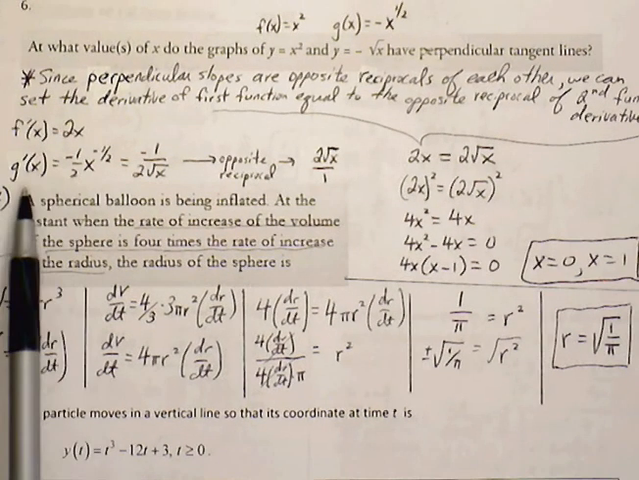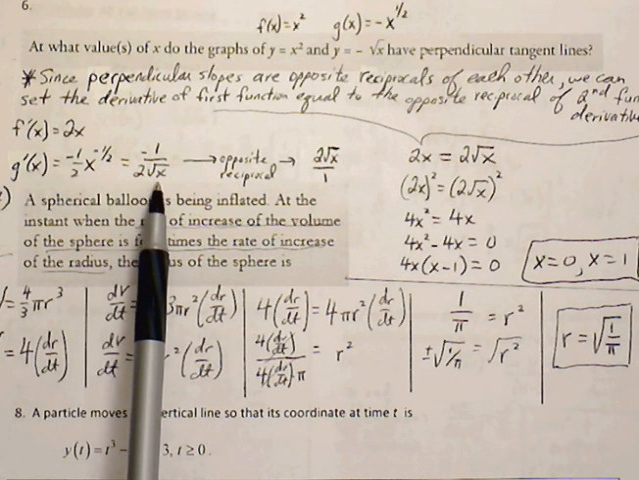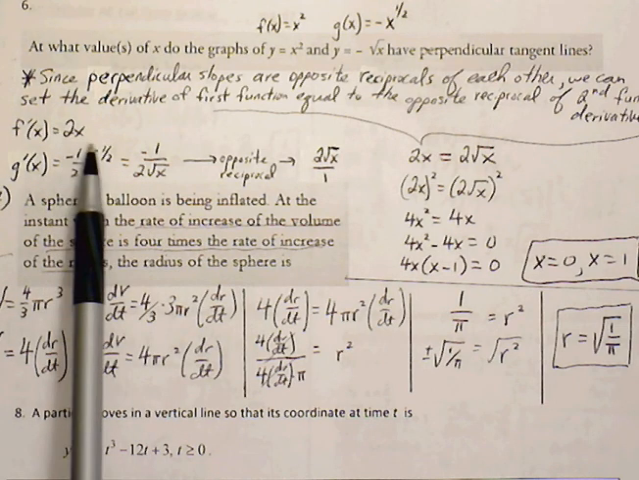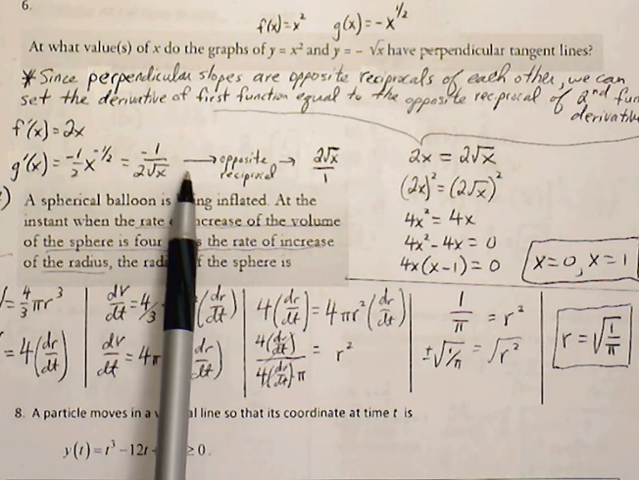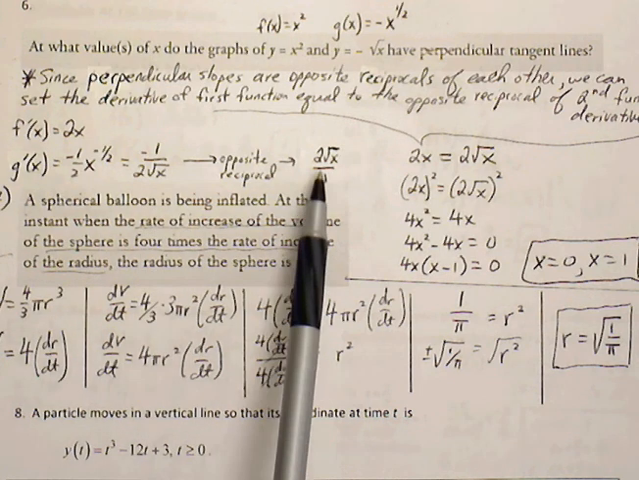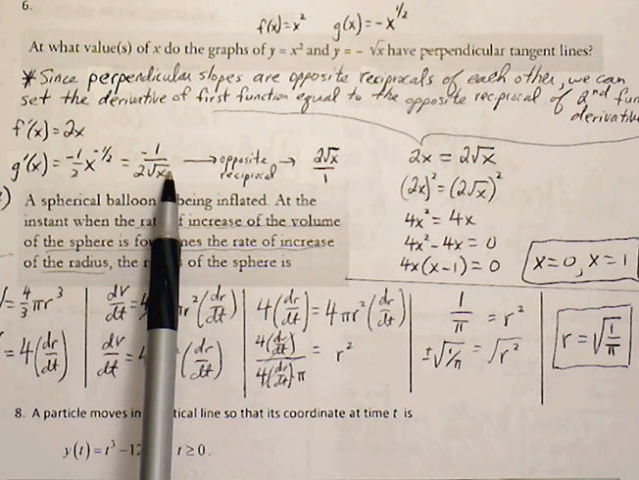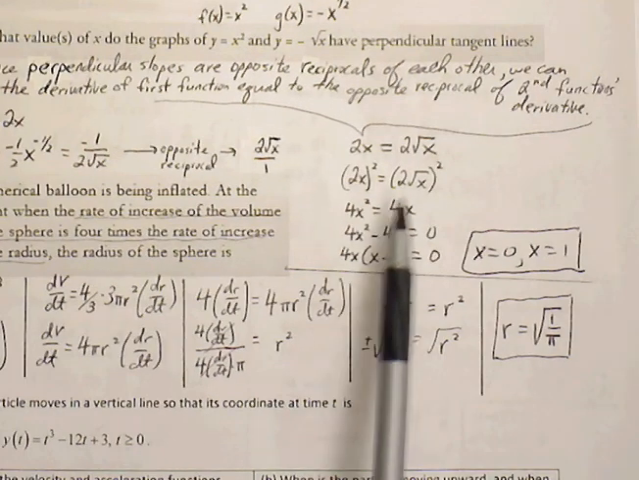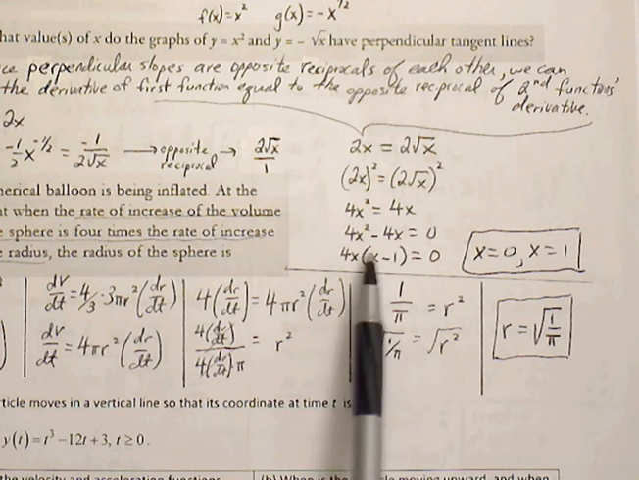F prime is simply 2x. G prime, going through power rule, is negative 1/2 x to the negative 1/2, which is negative 1 over 2 root x. Okay, so we're going to set the derivative of one equal to the negative reciprocal of the other. The opposite reciprocal for g prime is 2 root x over 1. I just chose arbitrarily to take the opposite reciprocal of the second function. We set 2x equal to 2 root x, square both sides, bring everything over to one side, factor out the 4x, solve for x, and we get x equals 0 and 1.